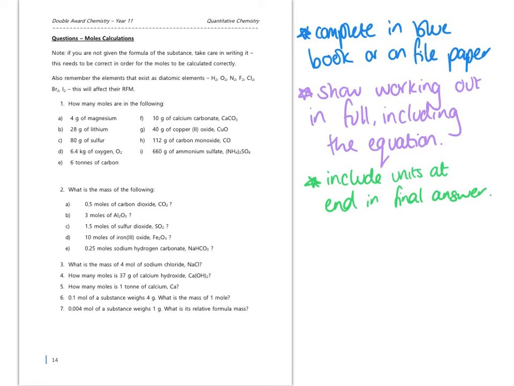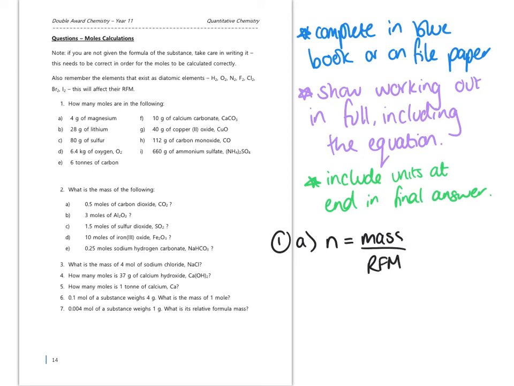So for example, if I was to show you how you were to set out question 1. So question 1A, for all of question 1, it says how many moles are in the following. Choose your equation first of all. So how many moles is N? Choose the equation for N, which is mass divided by RFM.